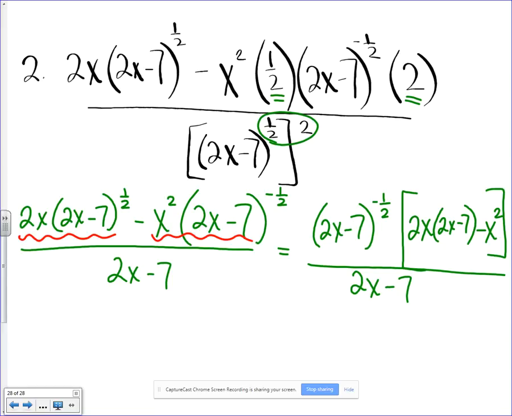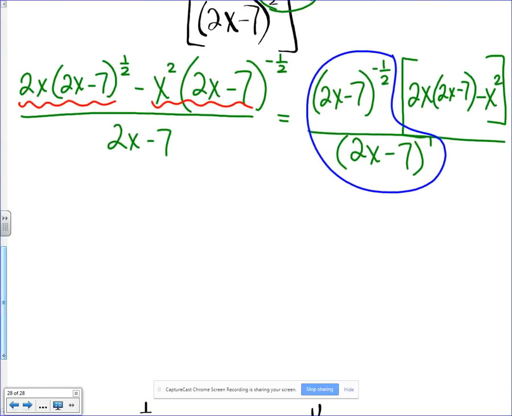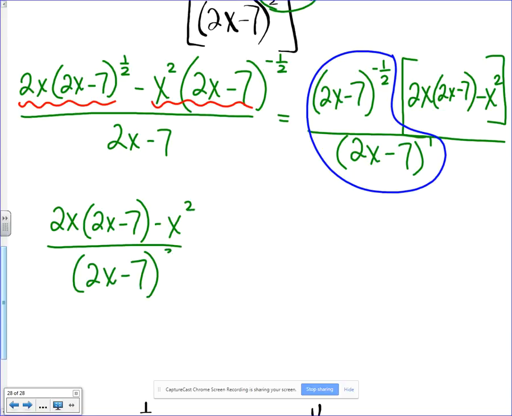Okay, so now I can go ahead and simplify even further, because this is really to the first power. So I'm going to look at these two things. And when you're dividing, remember, you subtract your exponent. So if I subtract those things, negative a half minus 1, that means I have negative 1.5 of the 2x minus 7s. Negative 1.5 of those things, which means it needs to go on the bottom, and negative 1.5 is 3/2. So now my numerator is this, and my denominator is that.